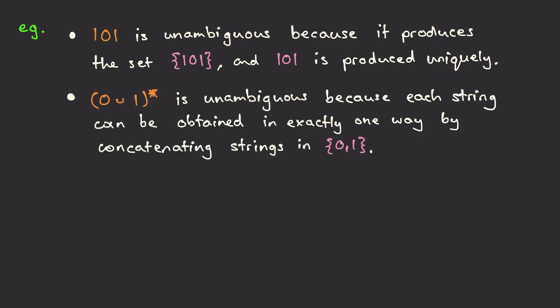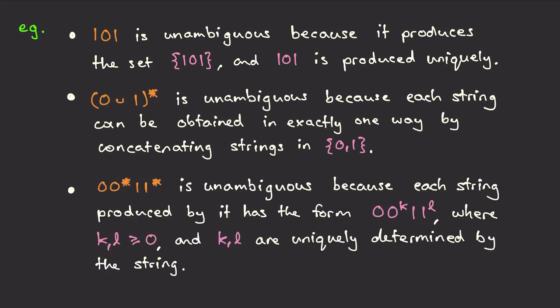To jump to the opposite extreme, this next example produces all binary strings, but it still does so unambiguously. Since every binary string can be obtained in exactly one way by gluing together pieces that belong to the set {0, 1}, it follows that (0 ∪ 1)* is a regular expression which unambiguously produces all binary strings.